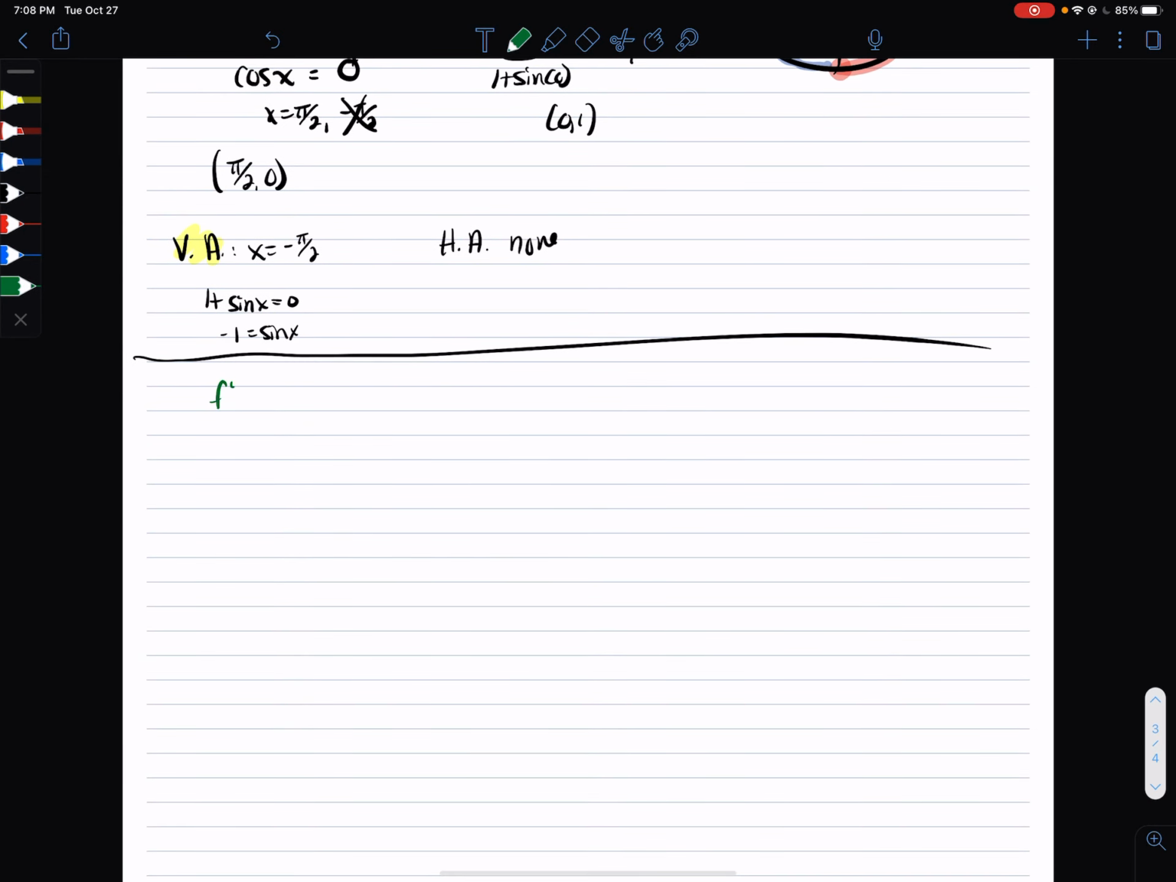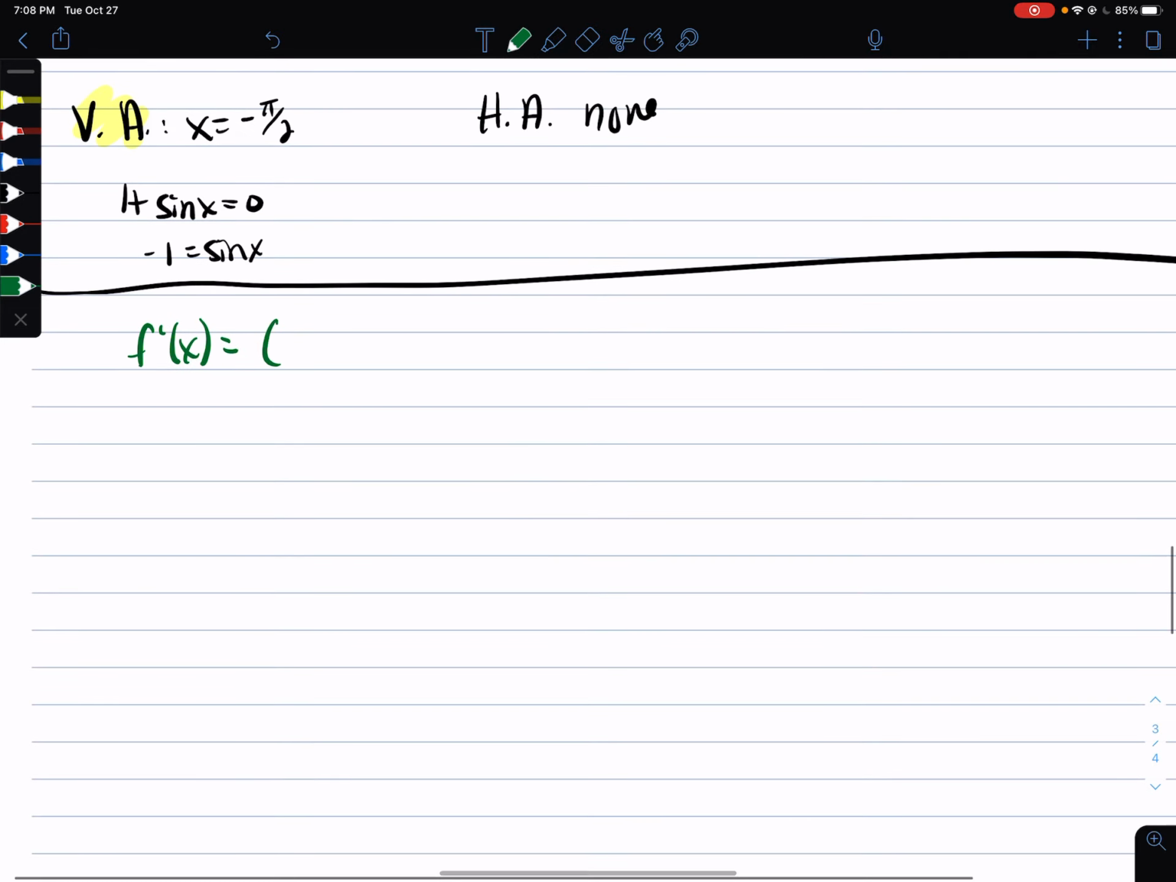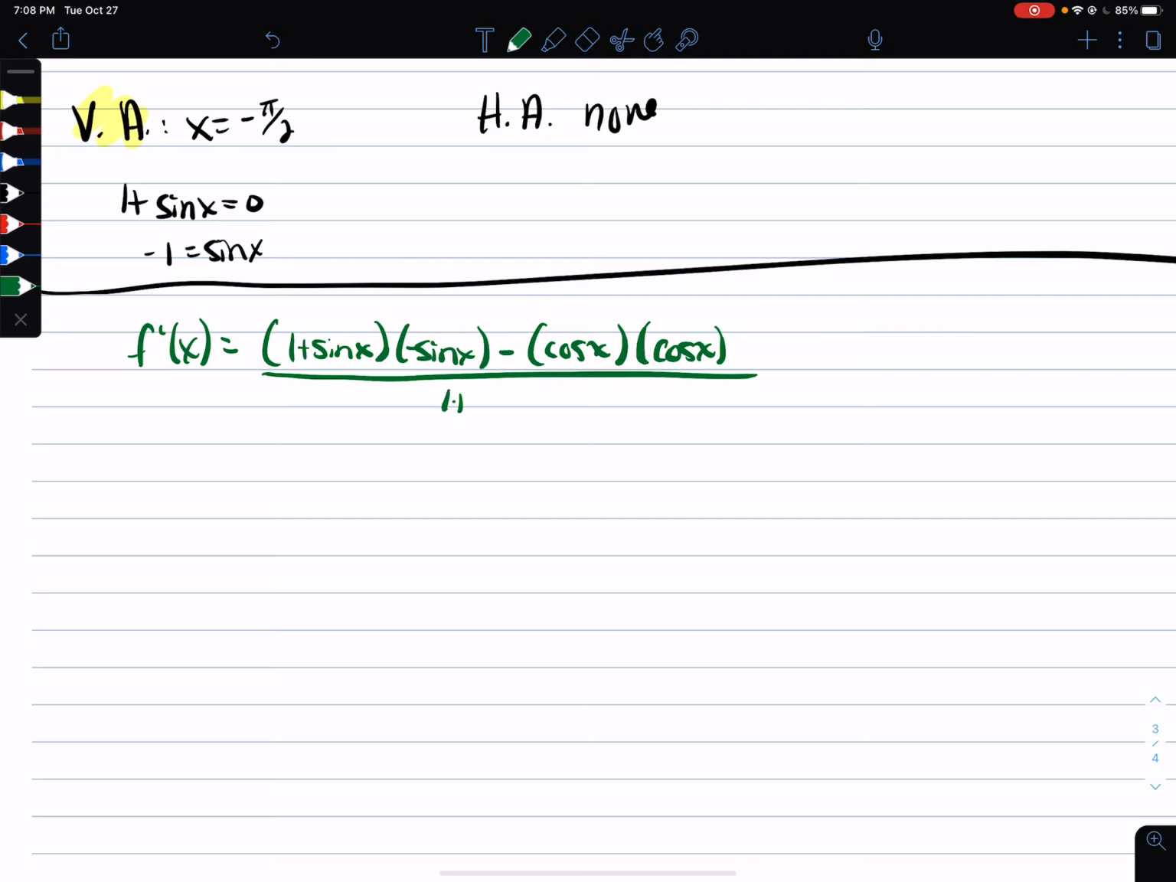So we'll look at our first derivative. Now here we will have to use our quotient rule. So low times the derivative of the top. Derivative of cosine is the opposite of sine. Minus high times the derivative of the low. And 1 plus the sine of x, that constant goes to 0. The derivative of sine is cosine. All divided by low squared.